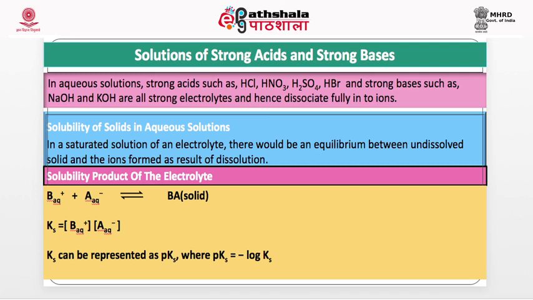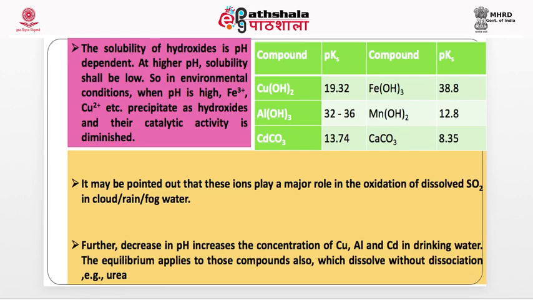The solubility product is also written in the pK form. pK is equal to minus log of the equilibrium constant of the solubility product. The solubility of hydroxide is pH dependent. They are hydroxides. How? At higher pH, solubility shall be low.